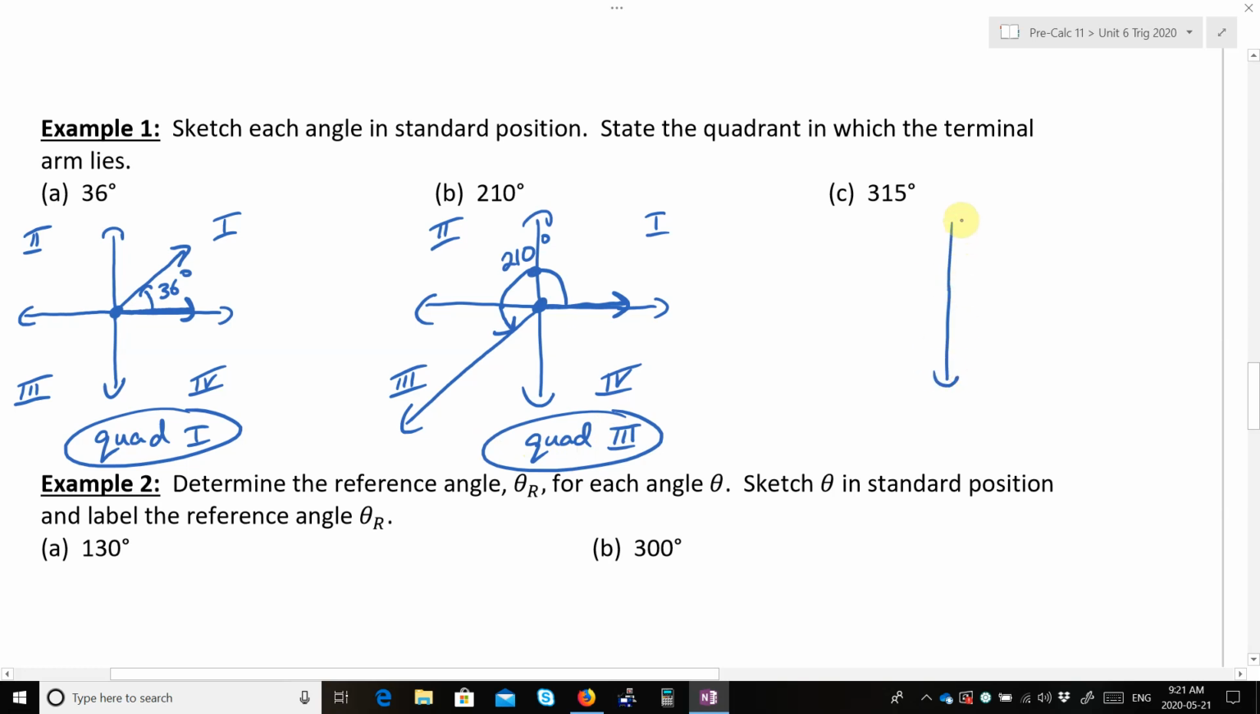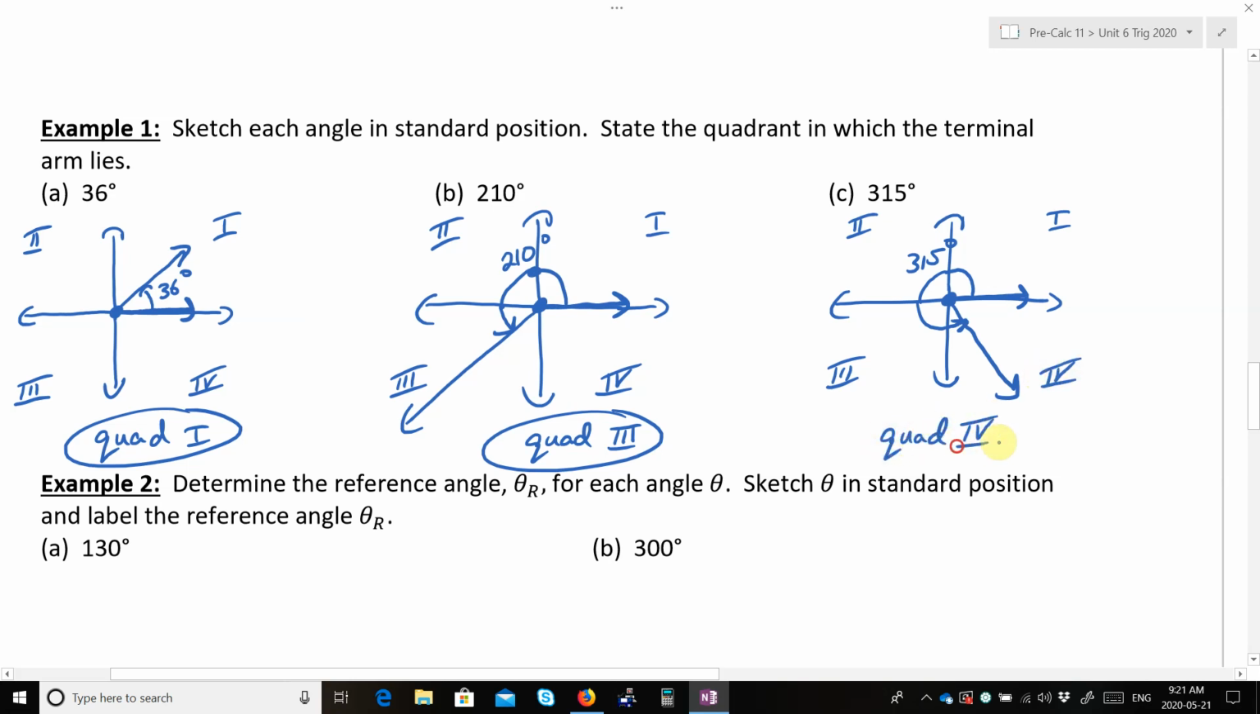Okay, and 315 degrees. There's our initial arm. There's 90 degrees, 180, 270, all the way around is 360, so 315 would be somewhere in here. There's 315 degrees. Okay, and you can see that that is in quadrant 4.